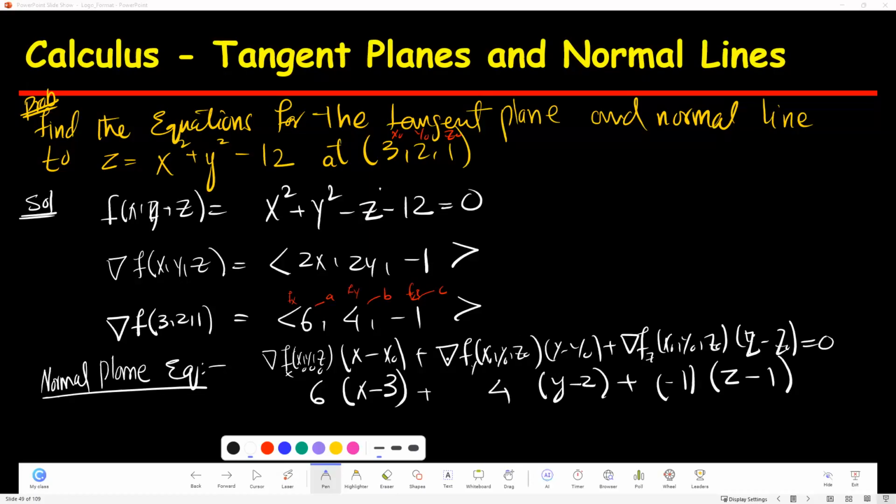If I solve this one, it's going to look like 6x minus 18 plus 4y minus 8 minus z plus 1 equal to 0. So I'm going to simplify further because I can, and here is 18, and minus 8 will be minus 26, and minus 26 plus 1 will be minus 25 equal to 0. And that is my plane equation.